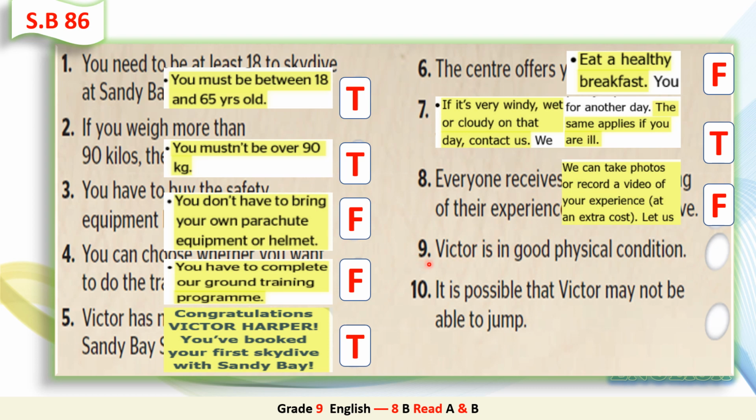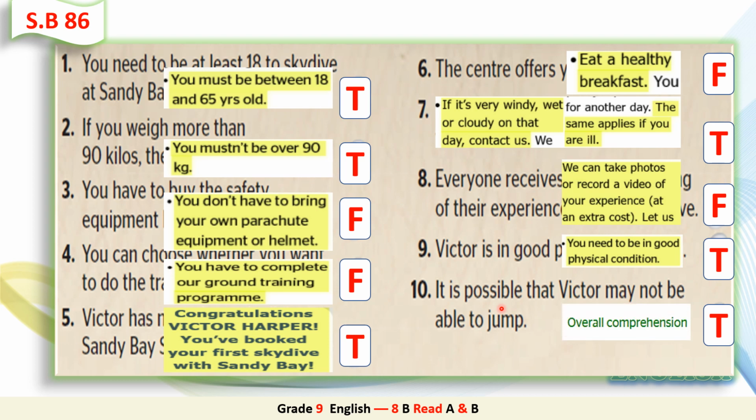Now, what about number 9? Victor is in good physical condition. What do you think? Is it true or false? Good, it's true. Now, which sentence refers to that? Excellent. You need to be in good physical condition. Now, let's go to the last sentence. It's possible that Victor may not be able to jump. What do you think? Is it true or false? Excellent. It's true. Because here we are talking about possibility. He might be able to jump and he might not be able to jump. This depends on your understanding of the text. Well done, students.